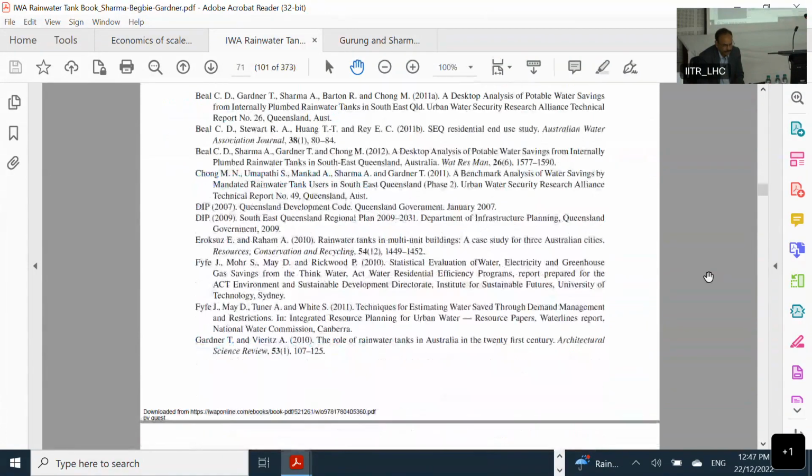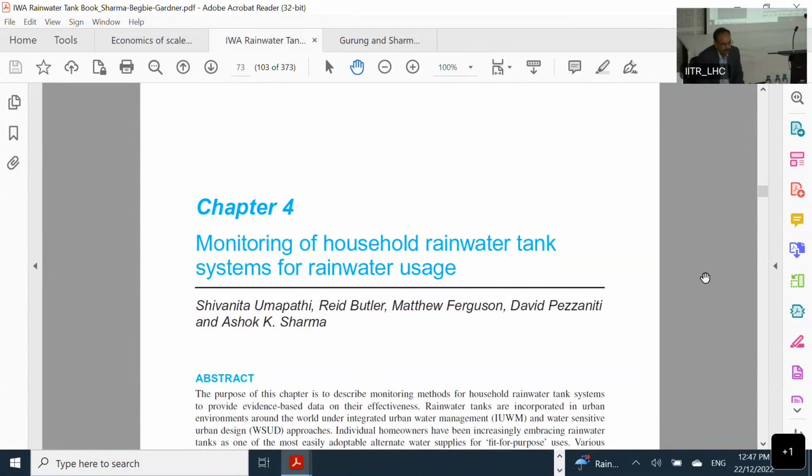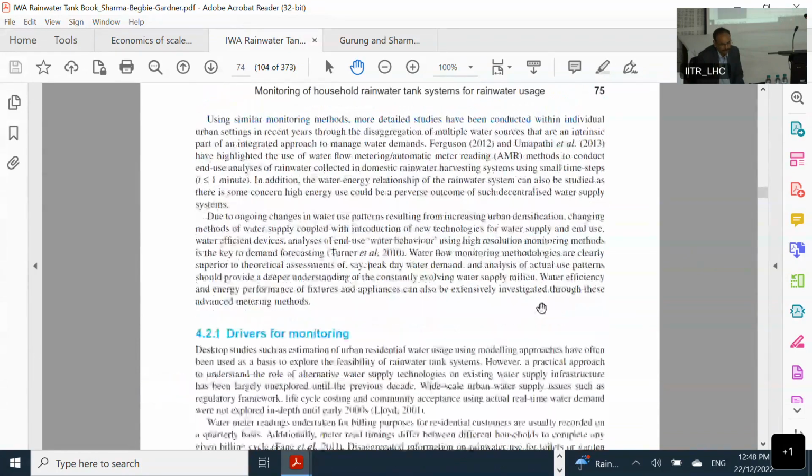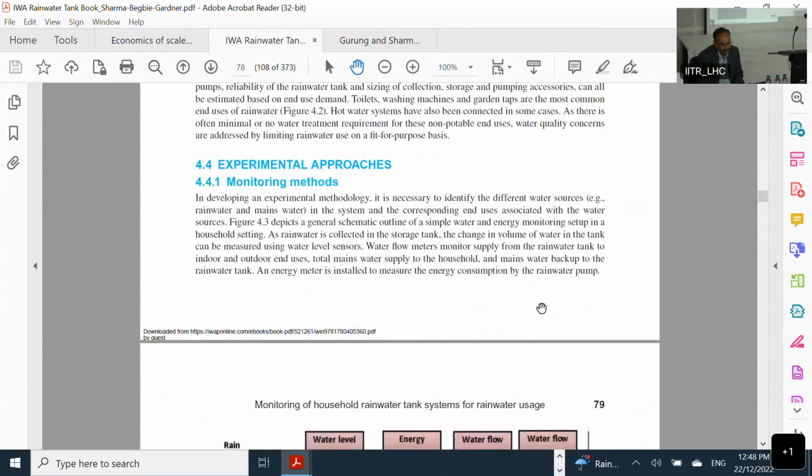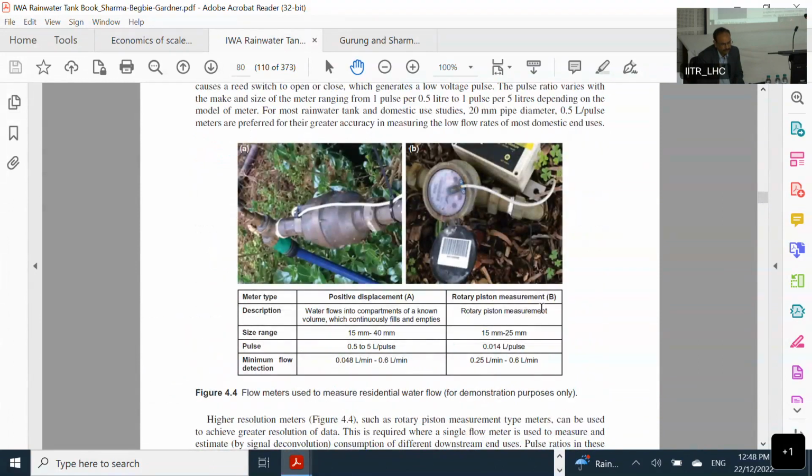Also, we did the monitoring of 50 homes to understand how much water is being used from the rainwater tank for different end uses, and what the water saving was. We monitored 50 homes, putting meters on each and every appliance, and then we did the analysis. Again, that information is very interesting to see how it was done by putting different meters and where we put those meters.